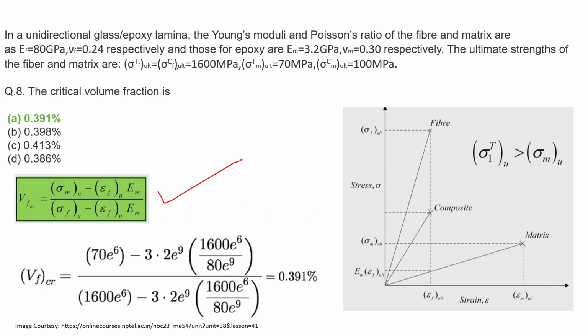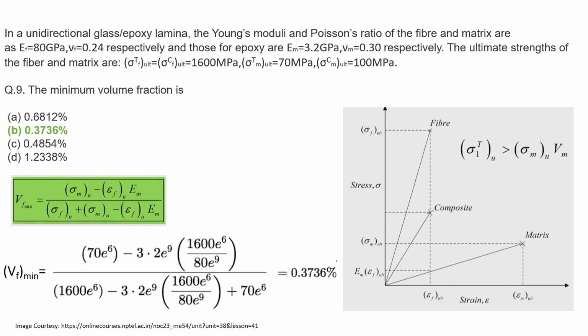Stress value. Okay, sorry. So this is the ultimate strain of the fiber. The critical volume fraction is equal to the strength of the matrix ultimate minus the strain of the fiber ultimate multiplied by the modulus of the matrix, divided by the stress of the fiber ultimate minus the strain of the fiber ultimate into the modulus of the matrix. We have all these values given to us. We will put those values in and we can get the critical volume fraction, that is 0.391%.